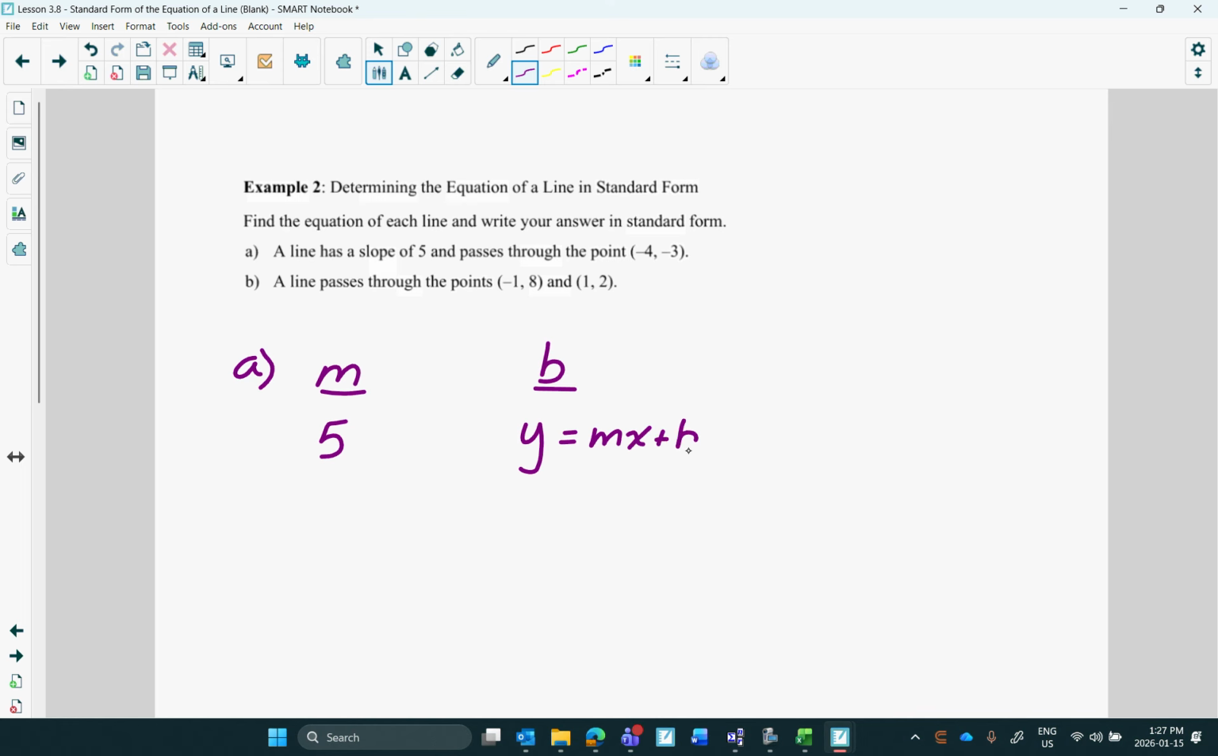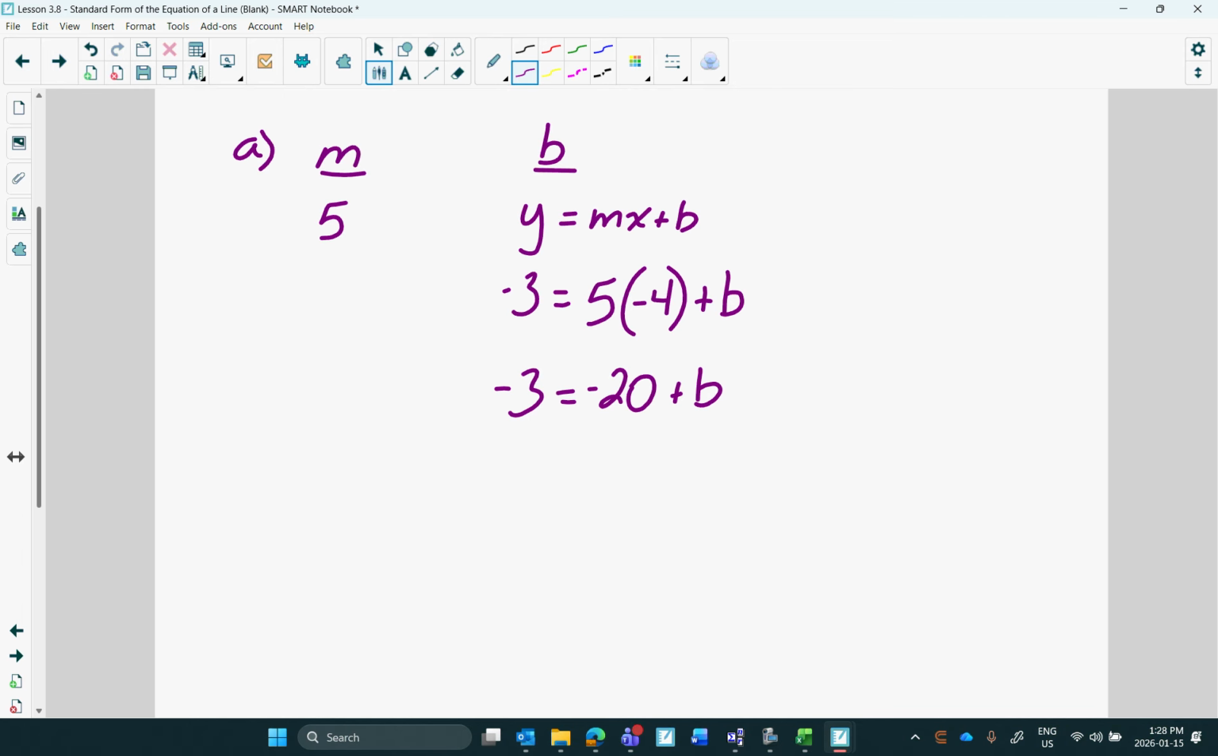What do I plug in? Negative 3 for y, 5 for m, negative 4 for x, plus b, and then times 5 by negative 4 to get negative 20. There's no fractions to get rid of, which is nice. How do I solve for b? Plus 20 on both sides, and we get 17 is equal to b.